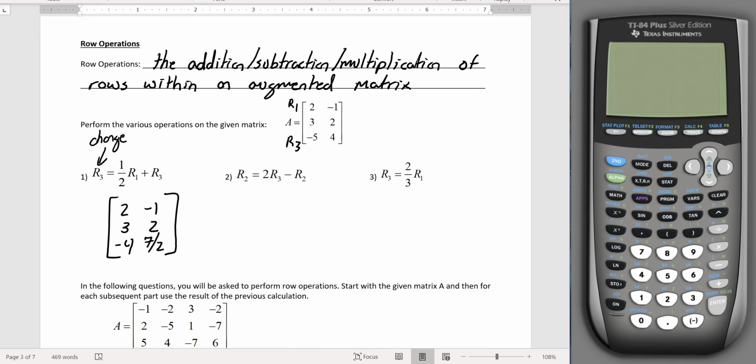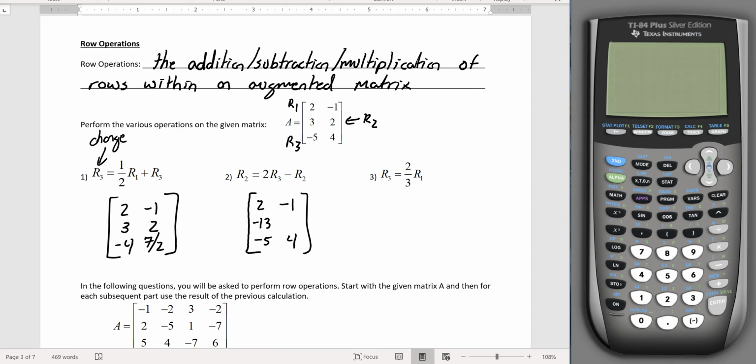Row 2, which is the second row here, that's our R2, of course. Row 2 equals 2 times R3 minus R2. So which row is going to change? Row 2. So let's go ahead and write row 1 and row 3 with the original one. So 2 and negative 1 and negative 5, 4. Okay, now instead of 3, we're going to have 2 times R3, 2 times negative 5, so negative 10, minus R2, negative 3. So negative 10 minus 3 is negative 13.